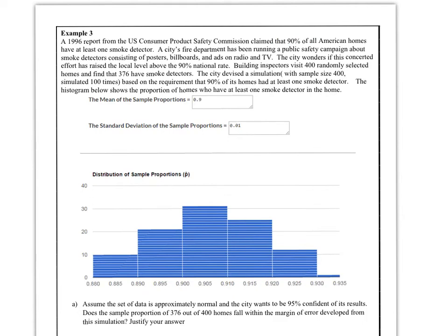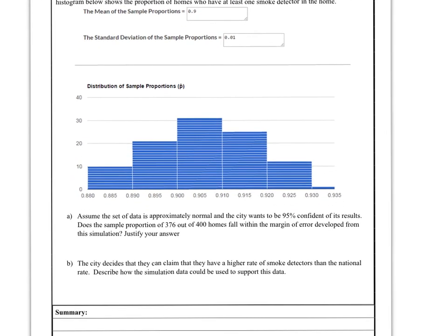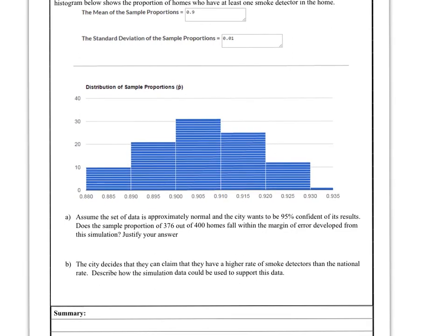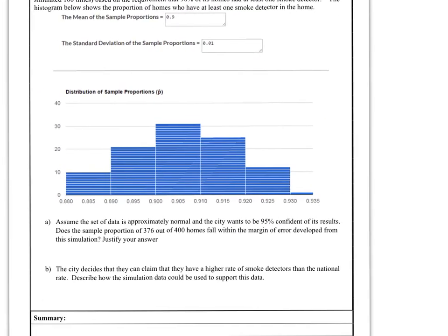What could it fall within? So what are the bounds? Well, we already know that. We know how to do that. So the idea is we're going to do a 95% confidence interval for a sample mean of 0.9 with a standard deviation of 0.01. So here is our simulation. These are the results of the simulation, and they want us to figure out, when we do our 95% confidence interval, does the sample of 376 out of 400 fall within the margin of error? So I'm going to have to write really small here.